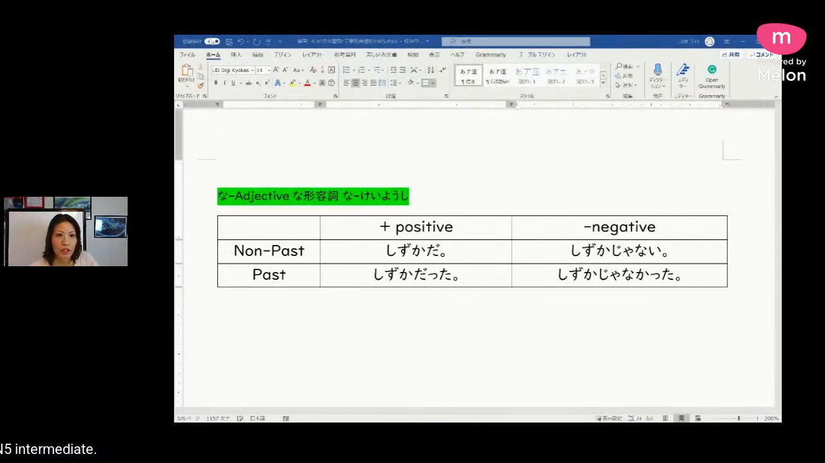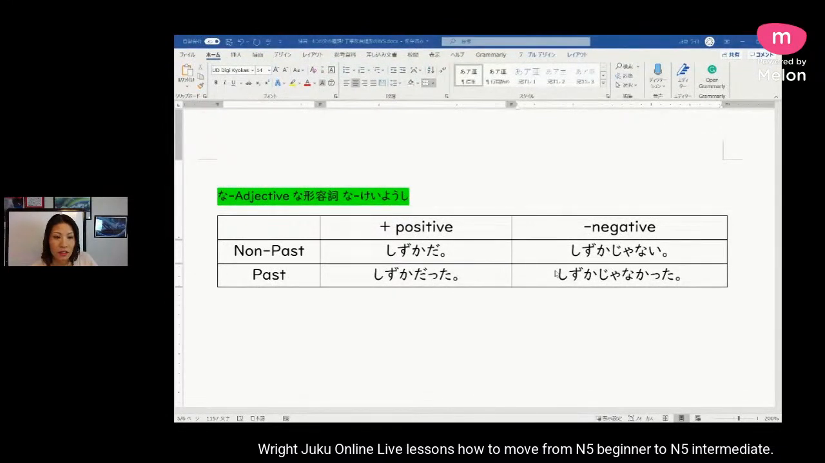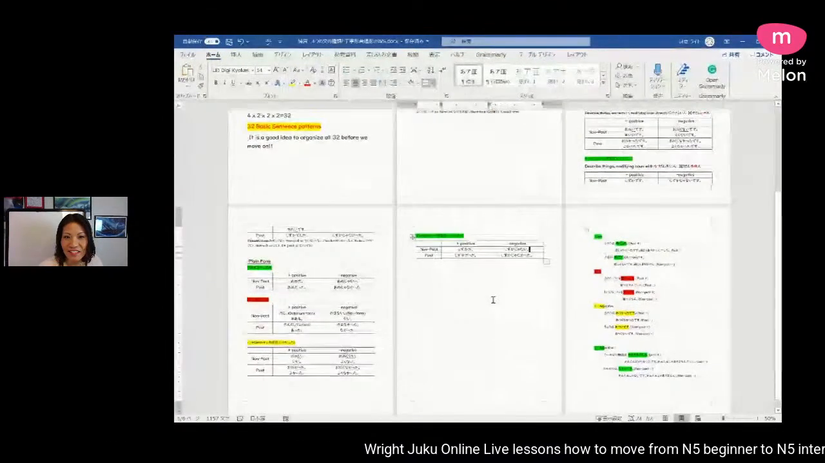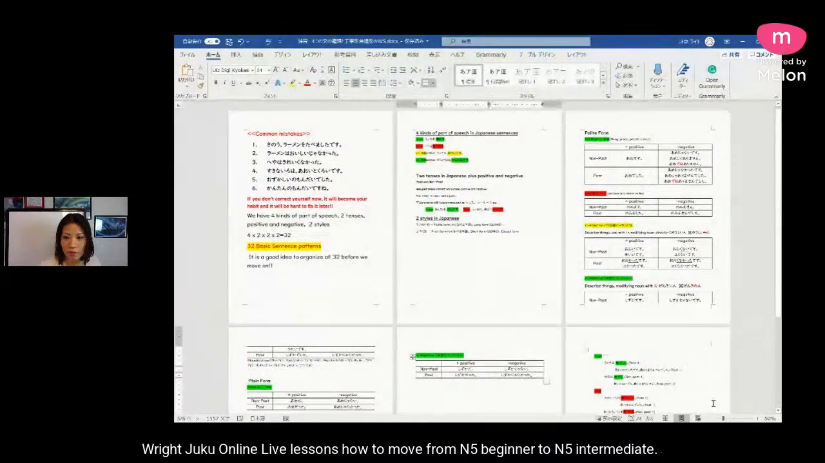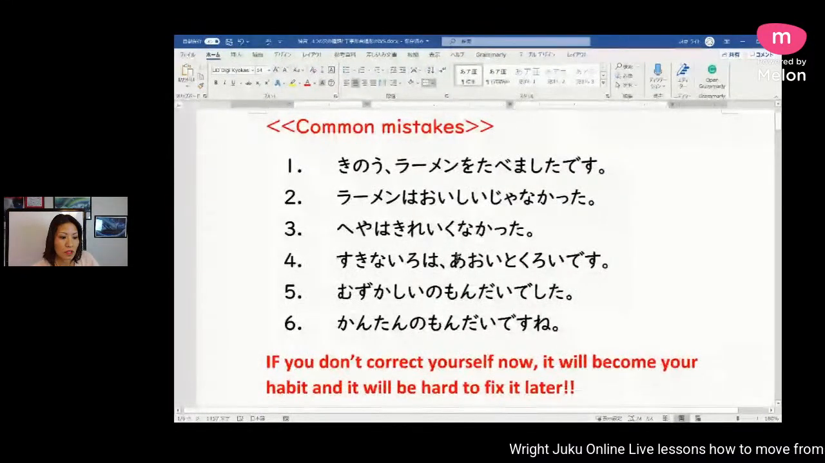Alright, so for the na adjective plain form, non-past positive, shizukada, shizukadatta for the past, non-past negative, shizukajanai, shizukajanakatta. Right? But the good thing is we have that in your paper. Let's see if you can collect those mistakes by yourself. All right, so let's do this now.